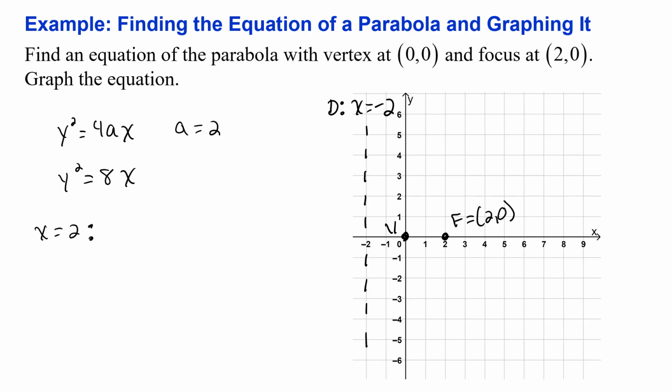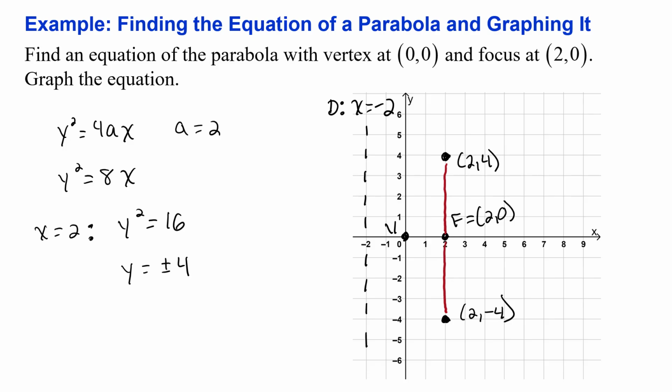Now substituting x equals 2 into the equation y squared equals 8x, we get y squared equals 16. And solving for y, we find that y is equal to plus or minus 4. So let's plot the points (2, 4) and (2, -4). Now for our initial conversation, I'm going to use a line segment to connect these 2 points we just plotted, which represent the endpoints of the latus rectum.